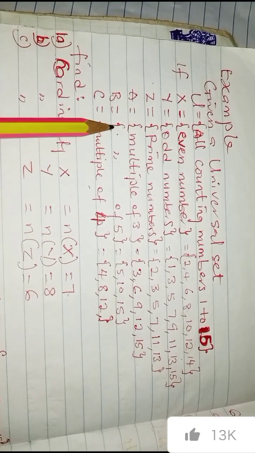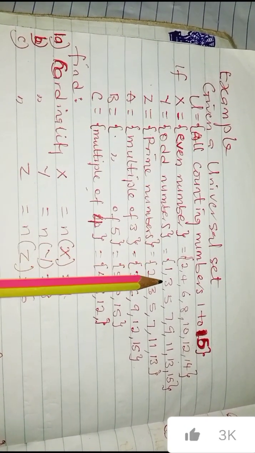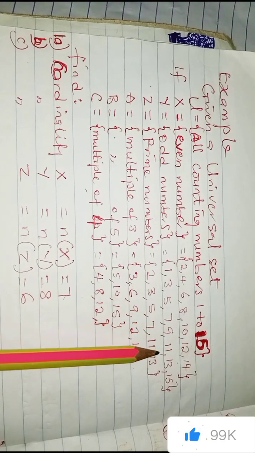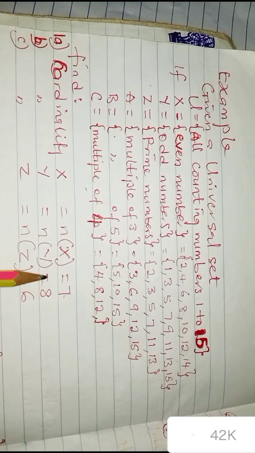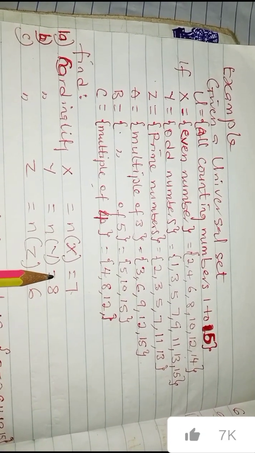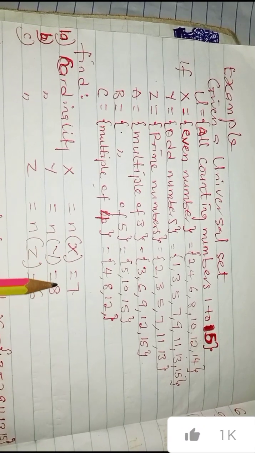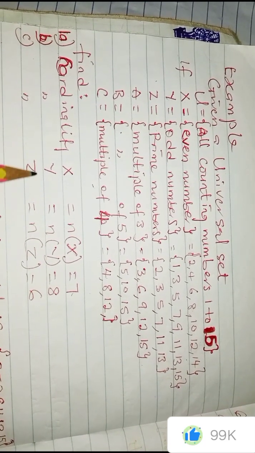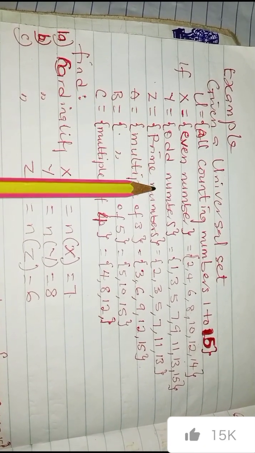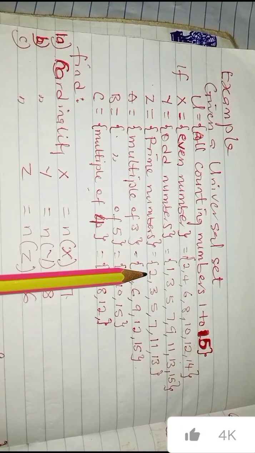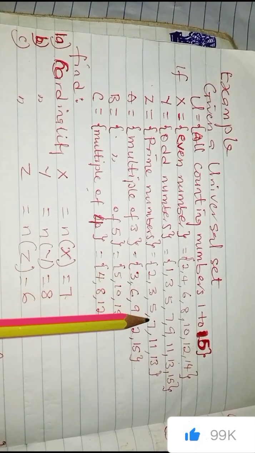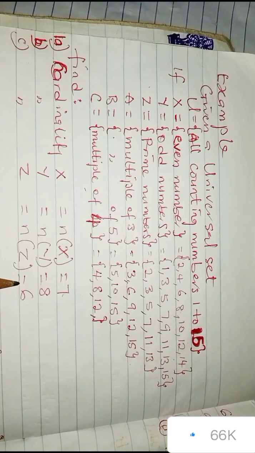Cardinality of Y means all the elements contained in Y: 1, 2, 3, 4, 5, 6, 7, 8. That's why you have 8. Cardinality means the number of elements in subset Y. Then go again, cardinality of Z, meaning all the numbers contained in Z, the prime numbers between 1 to 15: 1, 2, 3, 4, 5, 6. That is why you have 6.